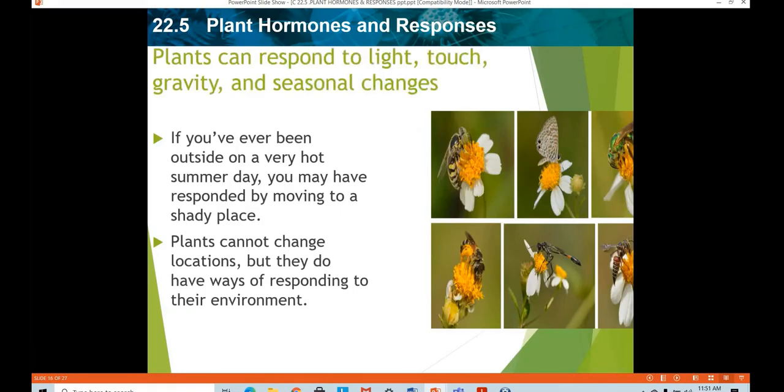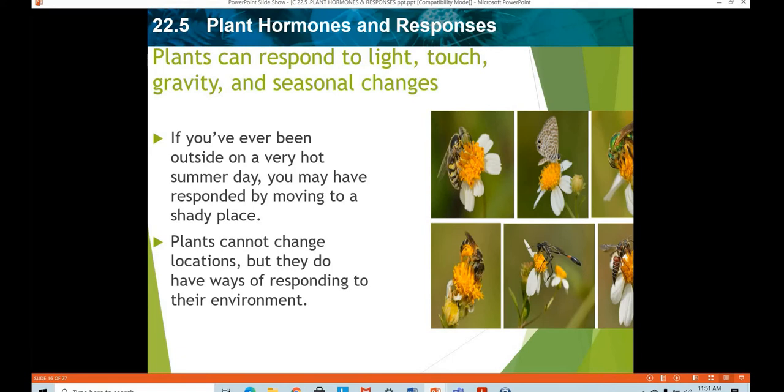Now let's talk about how plants can respond to light, touch, gravity and seasonal changes. Girls, do you have any doubts so far? Is it clear? Any doubts? Is it clear, girls?